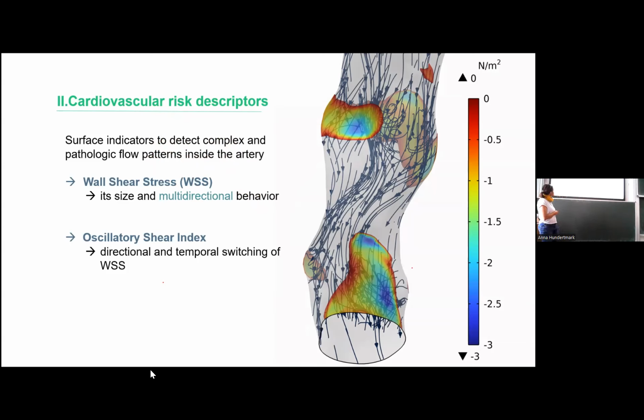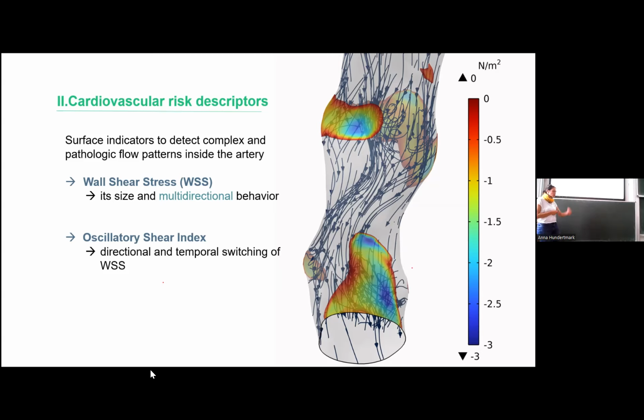This is the wall shear stress. We are interested not only in its size, high wall shear stress, as for physicians, but also in the multidirectional behavior of wall shear stress. It makes sense to evaluate this because it is somehow related to helical flow, to backflow, and so on. The oscillatory shear index needs the wall shear stress integrated in time in order to evaluate the temporal changes and oscillation, the temporal switching of the wall shear stress, but also of the direction of the wall shear stress.